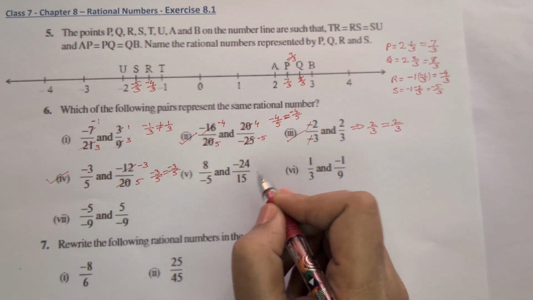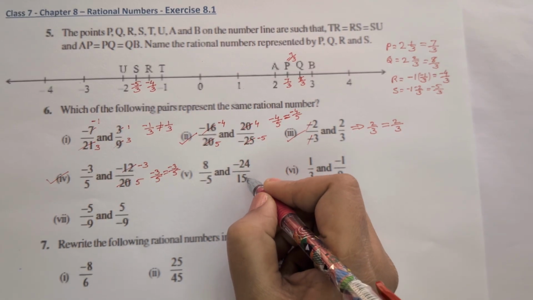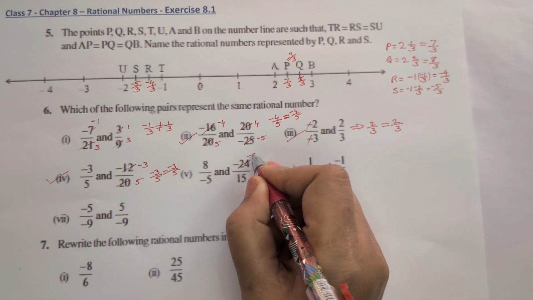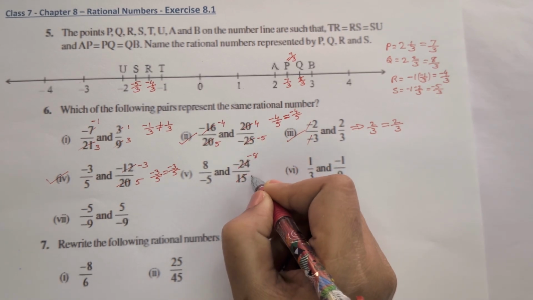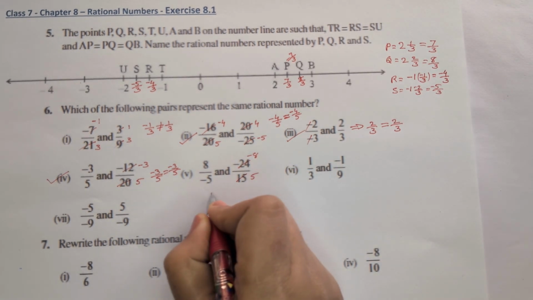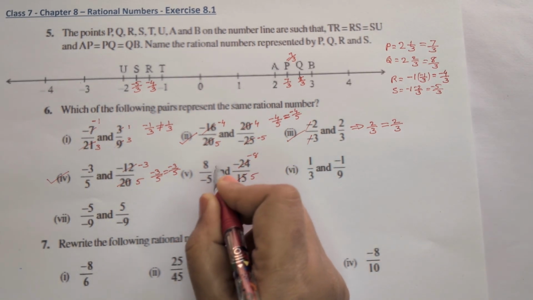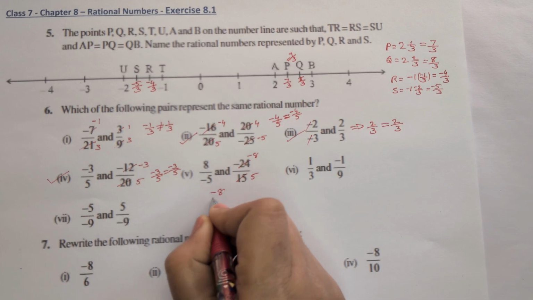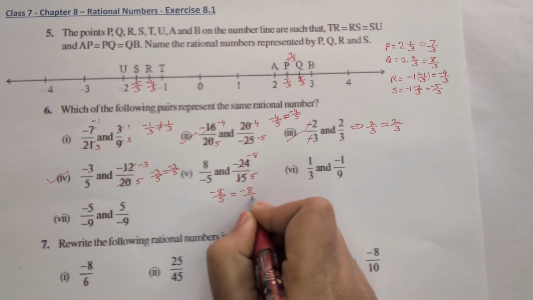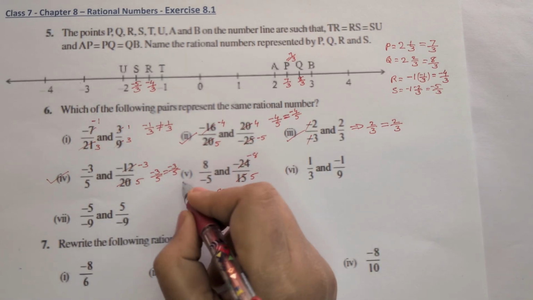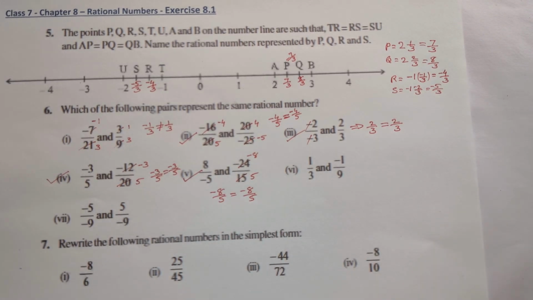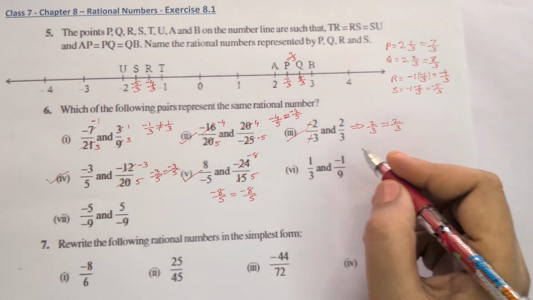Here 8 by -5, and when we are dividing this with the 3, here we will get -8 by 5. So this also we can write as, put the negative sign in the numerator. So minus 8 by 5 is equal to minus 8 by 5. Both are the same value, which means this pair also represents the same rational number.